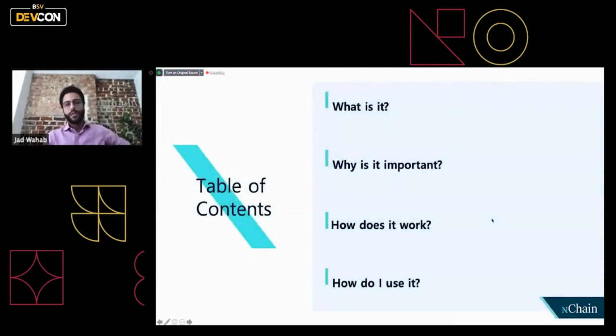So I'm going to begin with what exactly is the Merchant API, and then I'm going to talk about why it is important, how it works, and how would someone go about using it.